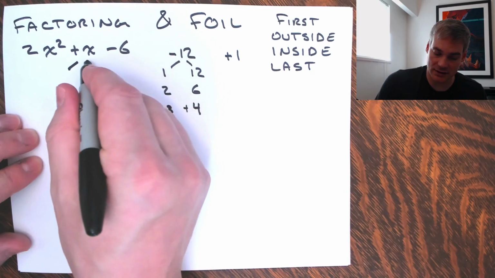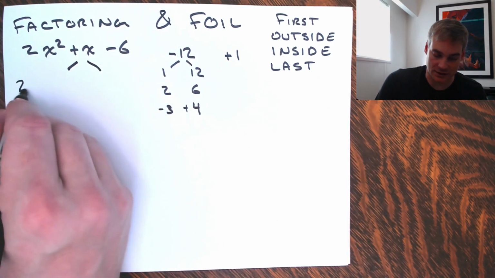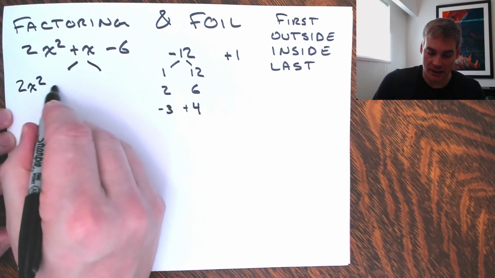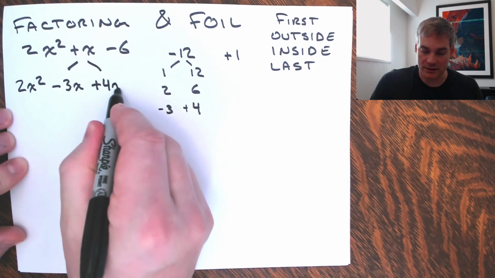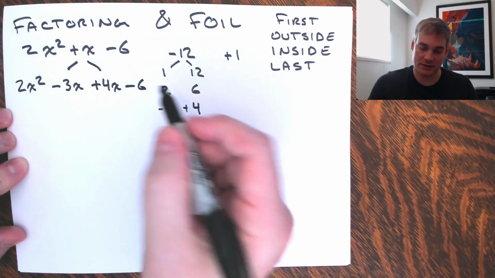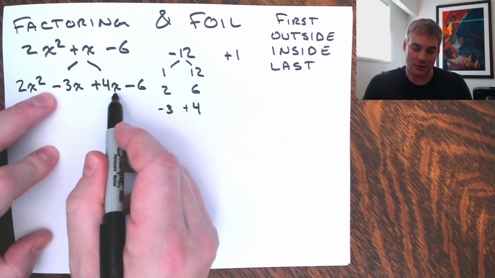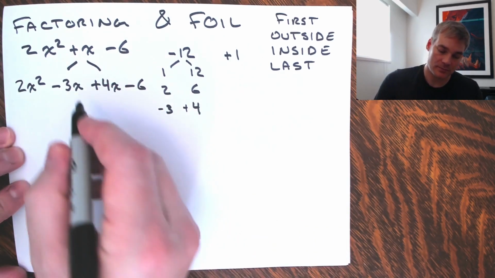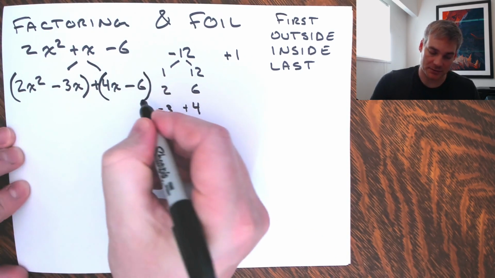So we break this into 3x and 4x. So what we get is 2x squared, and we'll minus 3x, and we'll add 4x, and then we minus 6. And what we see is that 1x is the same as 4x minus 3x. So we group the first two terms, and we group the last two terms.